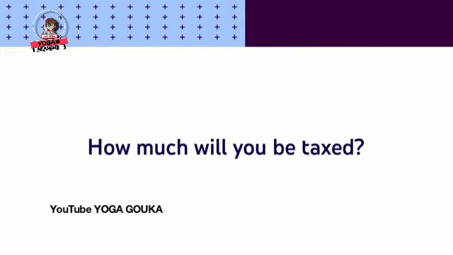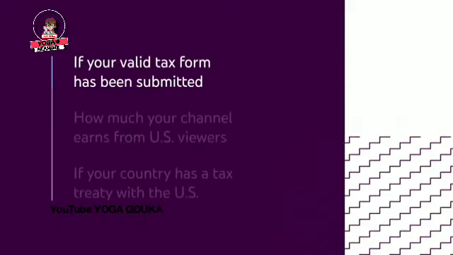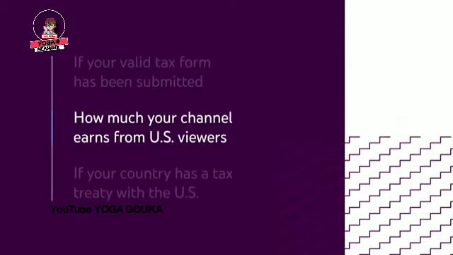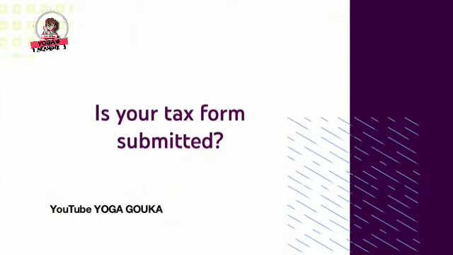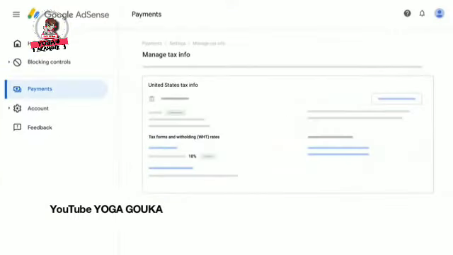How much will you be taxed? How much you'll be taxed depends on a few things. It depends on if your valid tax form has been submitted or not, how much your channel earns from US viewers, and if your country has a tax treaty with the US that you've claimed the benefits for. Let's dive into each of these factors. First, is your tax form submitted? Once you submit a valid tax form, you can find your tax withholding rate in the payment section of AdSense. Tax withholding rates are between 0 to 30% depending on your country and are applied to your monthly US earnings from AdSense.